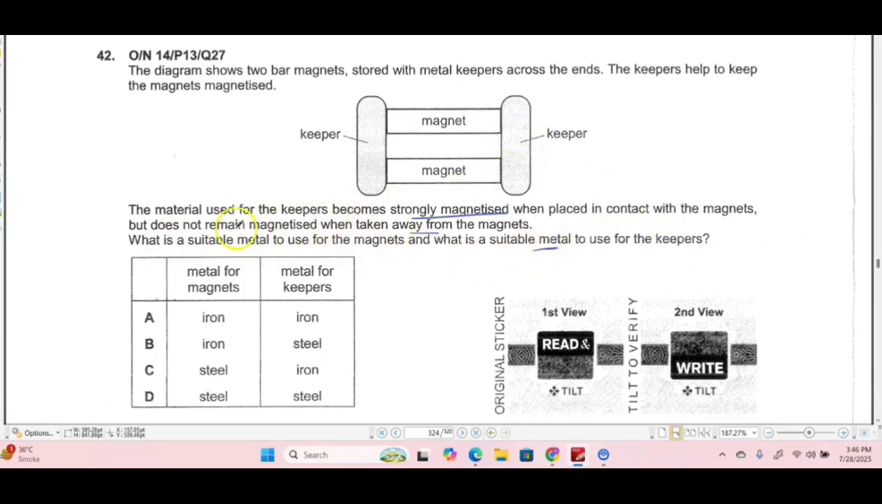Okay. When it says that they do not remain magnetized when taken away from the magnet, the keepers are going to be made of magnetic material that's not permanent, rather it's temporary. The temporary magnet is made from iron, soft iron, and the metal for the magnet is a permanent magnet, which is going to be made with steel. So the metal for the keepers is iron, and for the magnet is steel. So C is going to be our correct option.